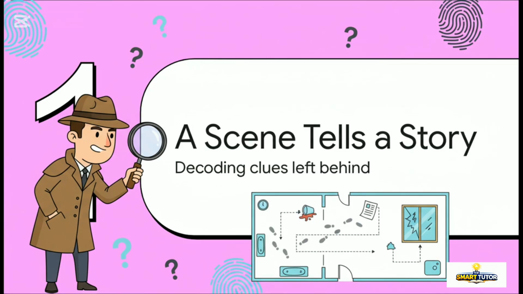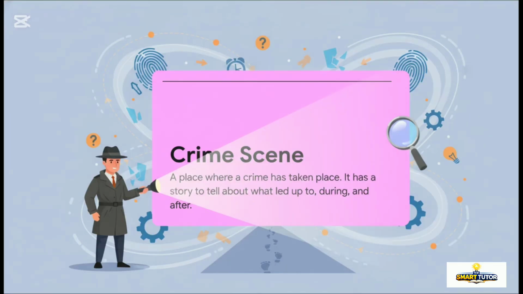The basic idea here, and it's a big one, is that every single crime scene is like a snapshot of a moment in time. It's just packed with information waiting for someone to come along and read it. So you might be thinking, what is a crime scene exactly? Well, the simple definition is just the place where a crime happened. But for an investigator, it's so much more. It's like a historical record. It holds clues about everything that led up to the event, the critical moments during it, and even what happened right after, like how the bad guy got away.